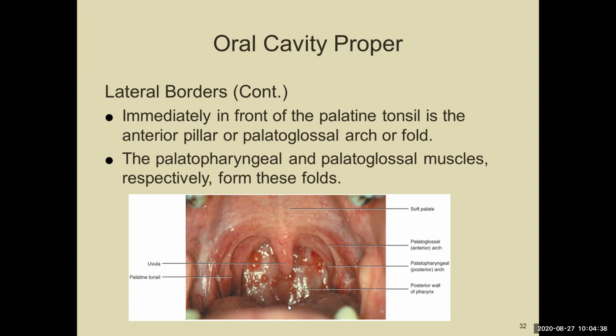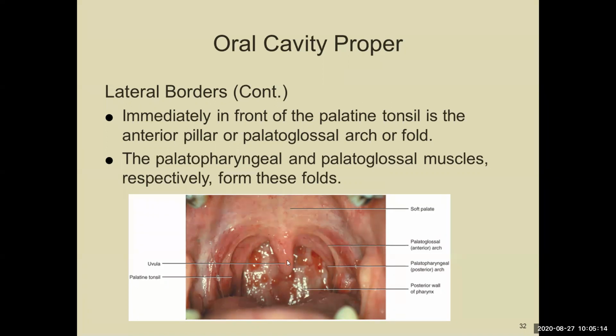So immediately in front of the palatine tonsil is the anterior pillar. This is the anterior pillar, or the palatoglossal arch. Anterior pillar, palatoglossal arch. Then you've got your second fold here, which is the posterior pillar or the palatopharyngeal arch. And then you've got your tonsils in between. This is the uvula.